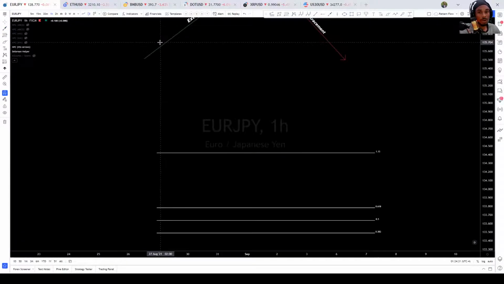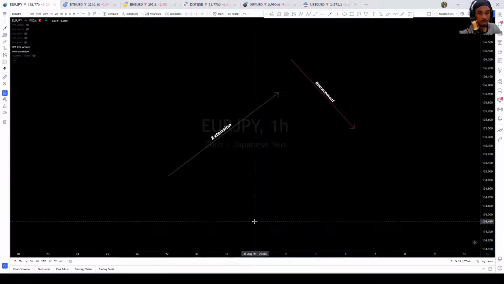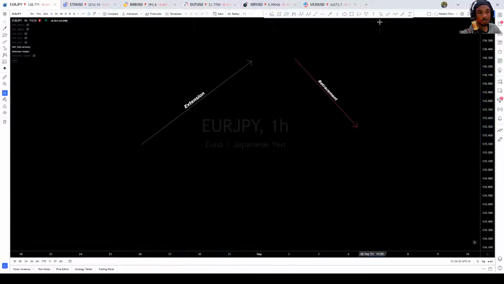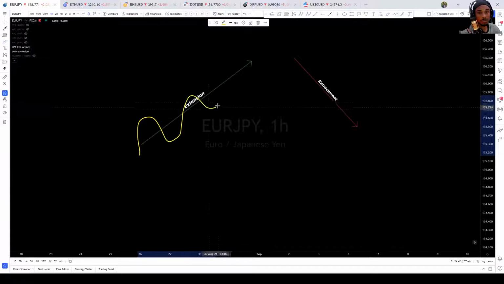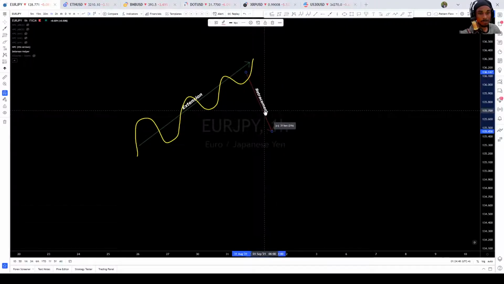Let's say price went up in the market. Doesn't matter how much it went up, price was just going up, doing its thing. We're in a bull market. Price goes up, goes up, goes up, goes up, goes up. Once price goes up, it can only go up so far. So then it has a retracement, right?